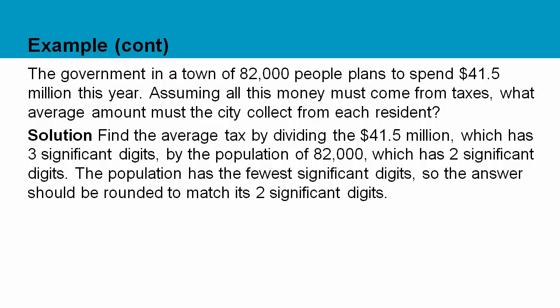Well, 41.5 million has 3 significant digits. 82,000 really only has 2 significant digits, again, because we're assuming it's rounded. It's very doubtful you're going to have exactly 82,000 people in your town. It's probably 82,000 and change, or 81,800 and something, and it's rounded up. But basically, you've rounded somewhere to the thousands, right? So only 2 significant digits.